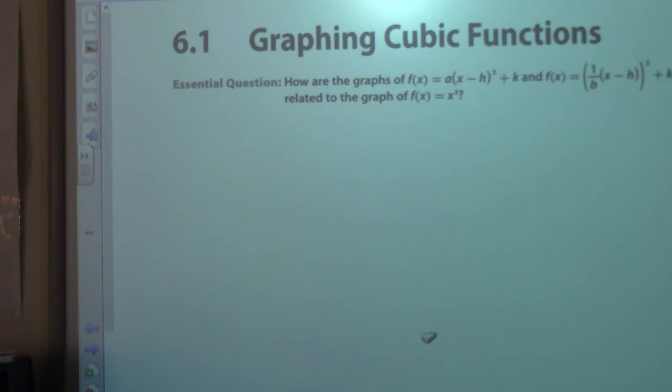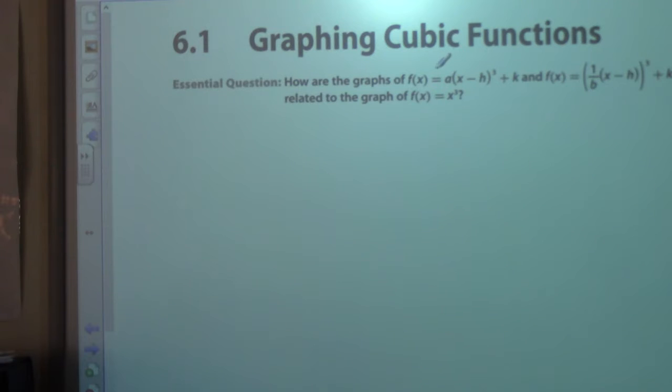What we're doing is advancing into chapter 6 in our book, which has to do with graphing cubic functions. We're not taking notes today on this, it'll be very fast, and we're going to do some exercises. Essential question: how are the graphs of f of x equals a times quantity x minus h cubed plus k related to the graph of f of x equals x cubed?